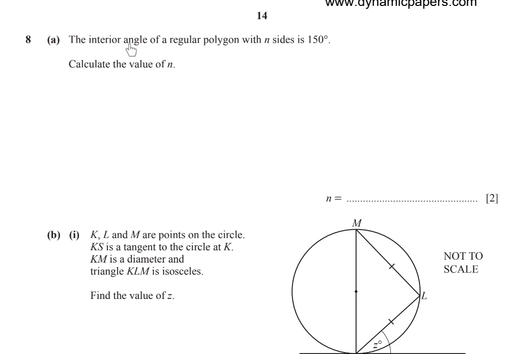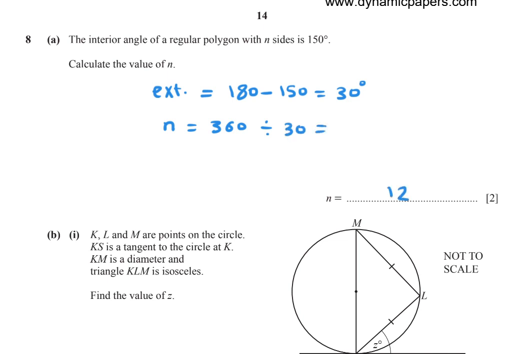8a. The interior angle of a regular polygon with n sides is 150. Calculate the value of n. If you have the interior, you can find the exterior. The exterior angle equals 180 minus the interior, so equals 30. To find the number of sides, divide 360, the sum of all exterior angles, by the measure of the exterior angle, which is 30, so equals 12 sides.